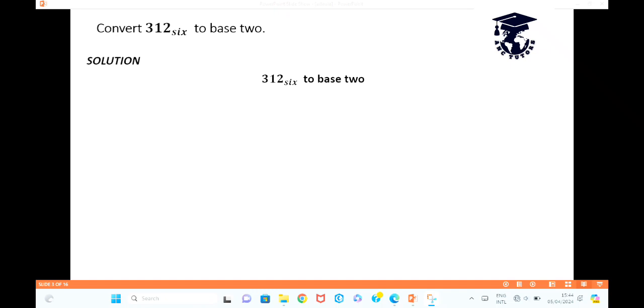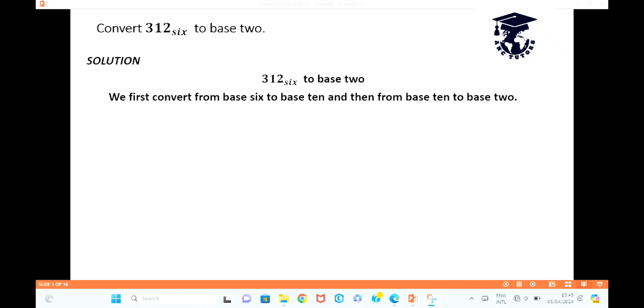So usually when we have to convert from a non-decimal base to another non-decimal base, we have to convert from the first base we are given to base 10, and then from base 10 to the new base that we are to derive. What I'm trying to say is that in the question we have to convert from base 6 to base 2. So the route we are going to go through is to convert from base 6 to base 10, and then from base 10 to base 2, just to give us our final answer.